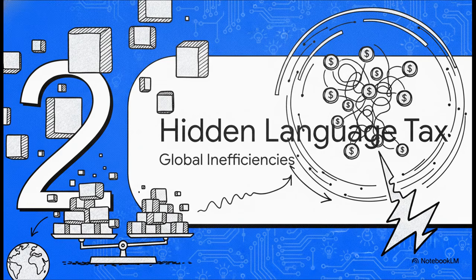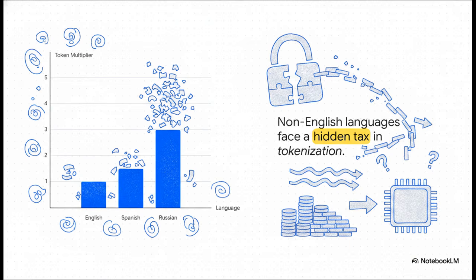Which brings us to section 2, the hidden language tax, global inefficiencies. Because tokenization is built on the frequency of text in the training data, the system is definitely not equal for everyone. The training data for major tokenizers is overwhelmingly English, so frequent English words compress beautifully into single tokens. But consider the token multipliers. If English is our baseline at a 1x efficiency, languages like Spanish or Polish might require 1.5 times the tokens to say the exact same thing.